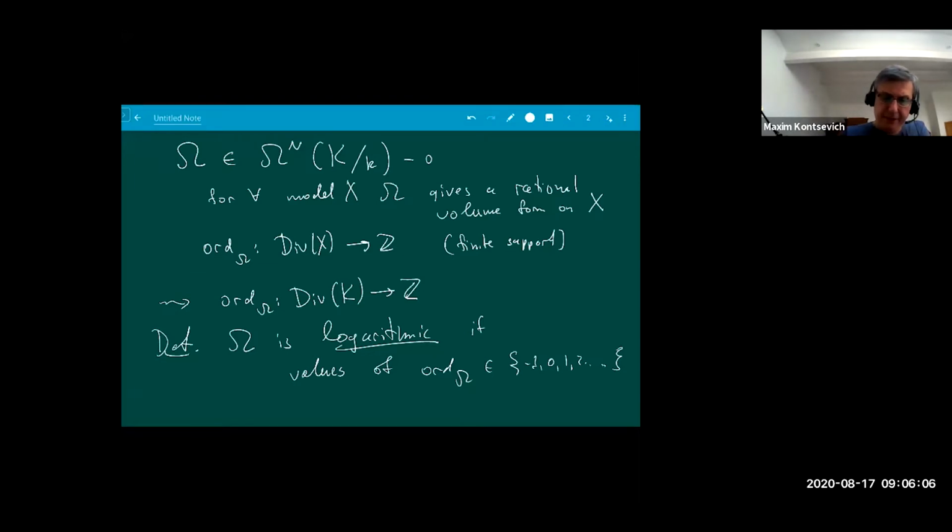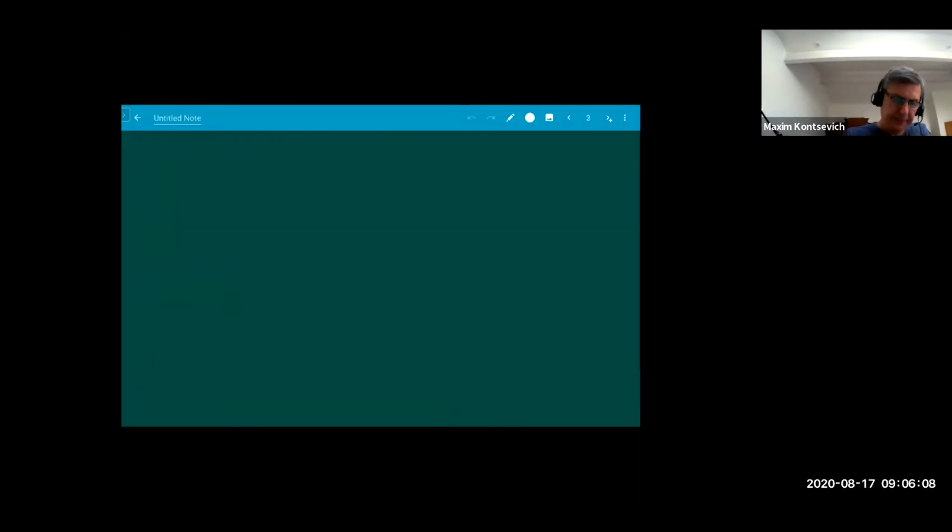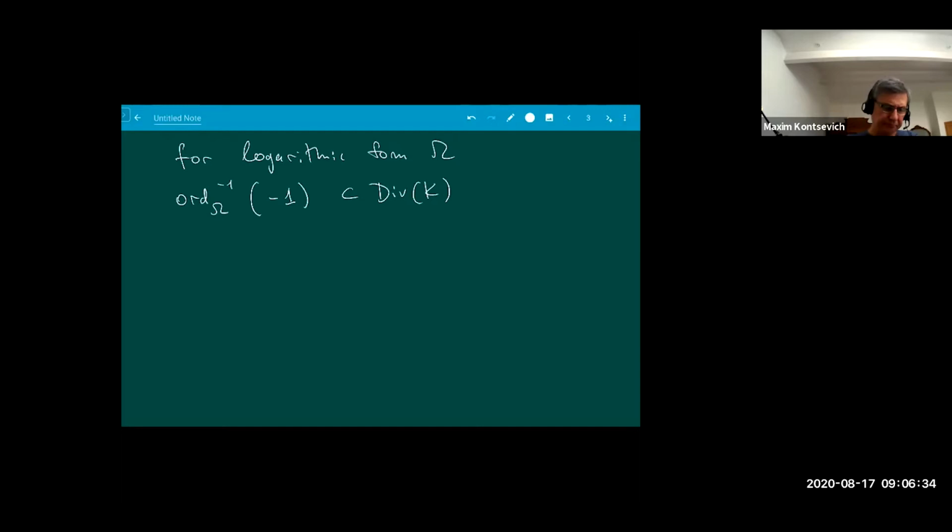And the main definition, which one can add here, for a logarithmic form: one can consider the set of divisors on all possible models where the value is -1. You get a certain set.